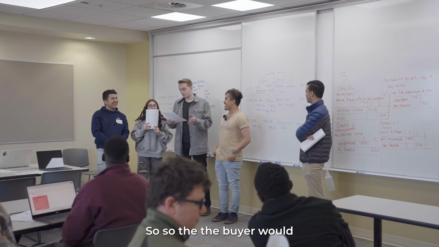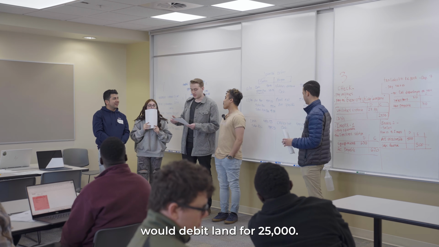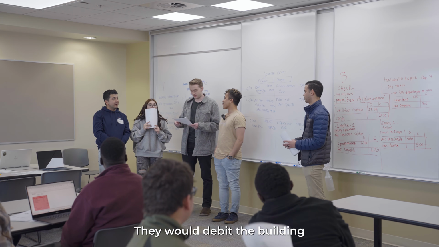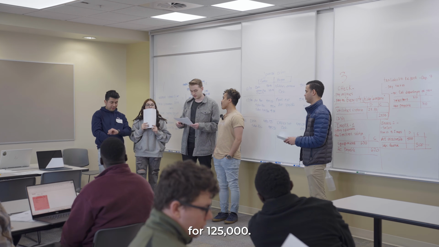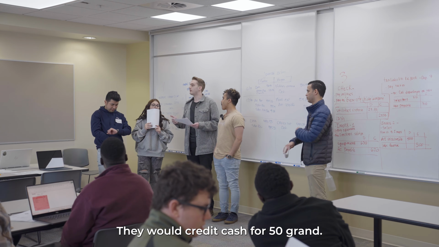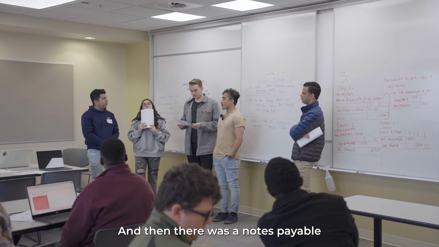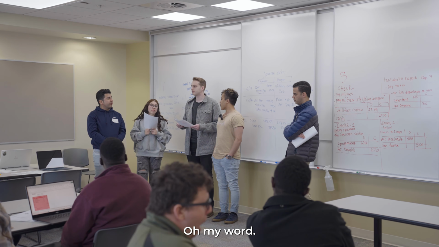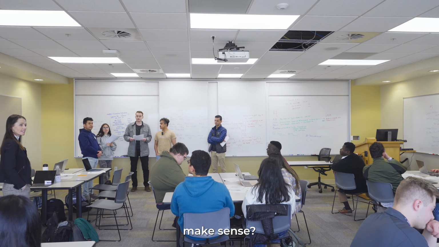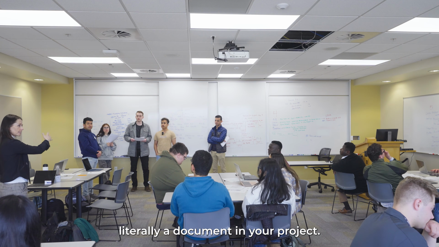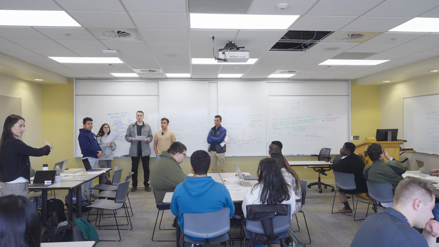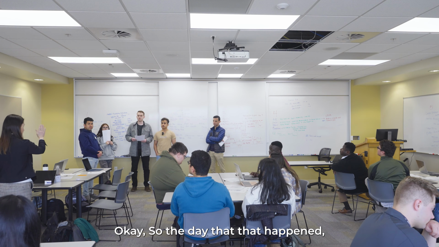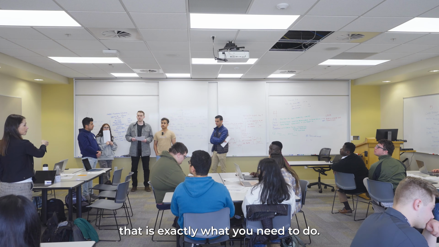So the buyer would debit land for $25,000. They would debit the building for $125,000. They would credit cash for $50,000. That was the down payment. And then there was a notes payable. That was the $150,000 that was left over. Does that make sense? This is literally a document in your project. Okay, so the day that happened, that is exactly what you need to do.